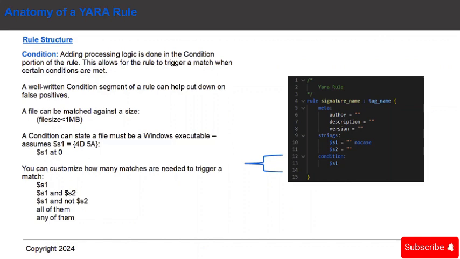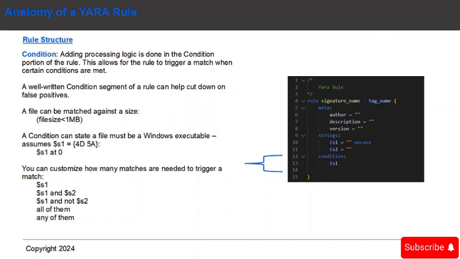This is the processing logic, so to speak. It's all done in the condition segment of the rule, and the better you are at writing conditions, the more efficient you are at writing conditions, the more valuable your rule will be, the more accurate it will be, and it will help cut down on some of the false positives. So the condition is just a logical statement. If you just want to match on the first string defined, the example is what we have here, where you just do a condition $S1. If you want to match on S1 and S2, the syntax is $S1 and $S2.